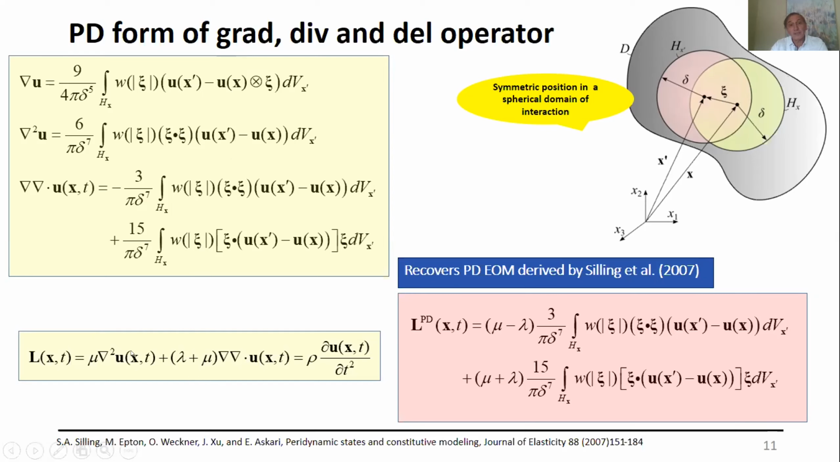Okay. So if you take these expressions and substitute them back into the Navier's displacement equilibrium equation that we have, the non-local form of the Navier's displacement equilibrium equation becomes this. And it's the same as what Silling derived in 2007. Okay? So we do recover the peridynamic equilibrium equation derived by Silling if you assume that your interaction domain is spherical and you have a point at the center.